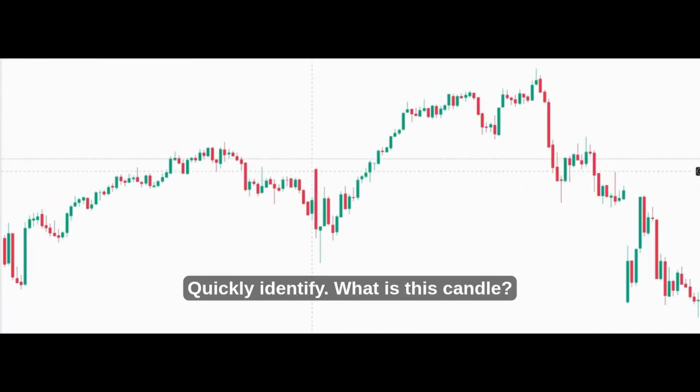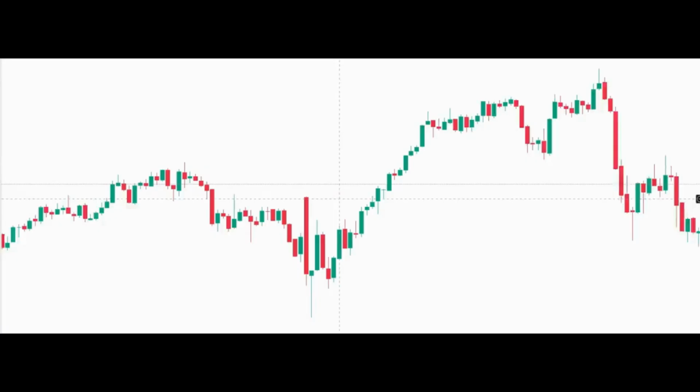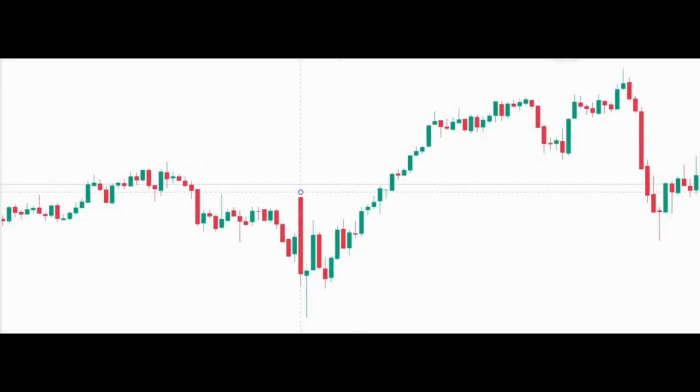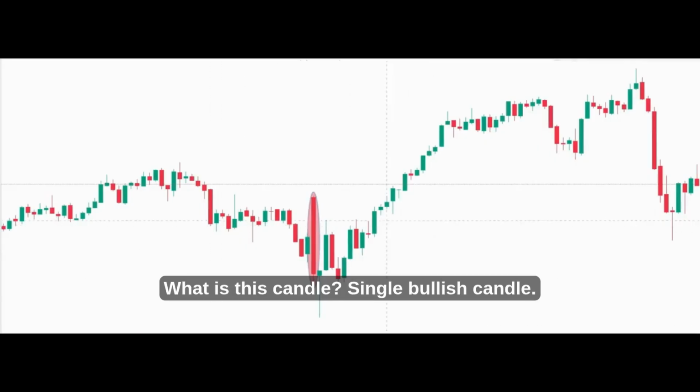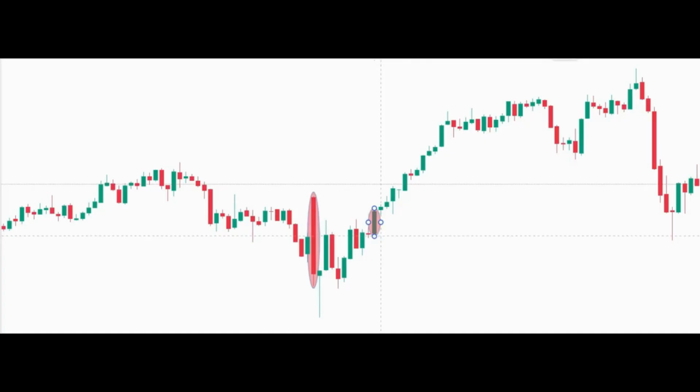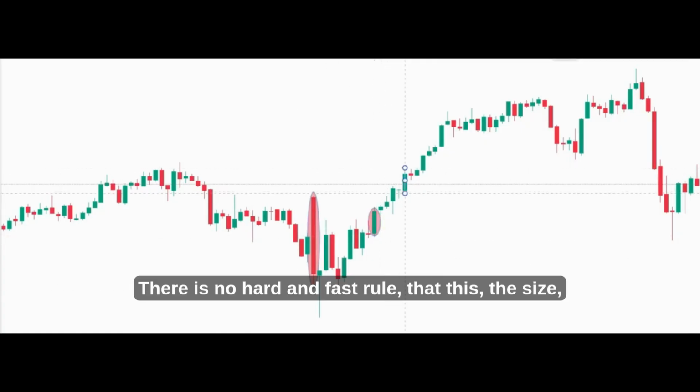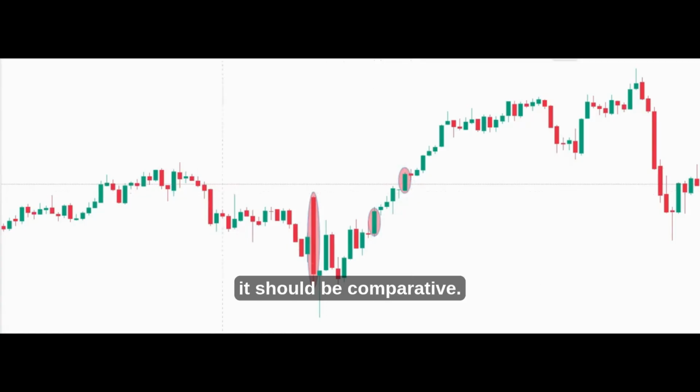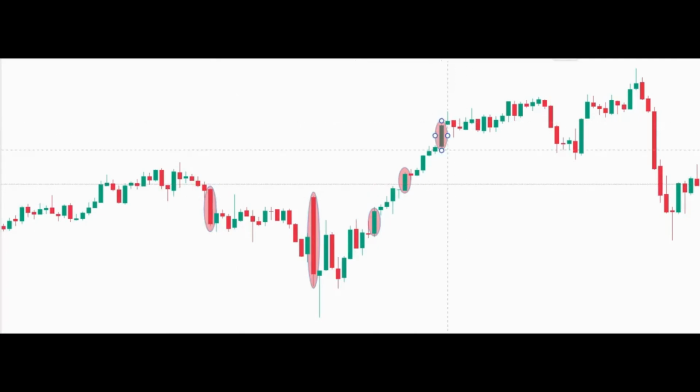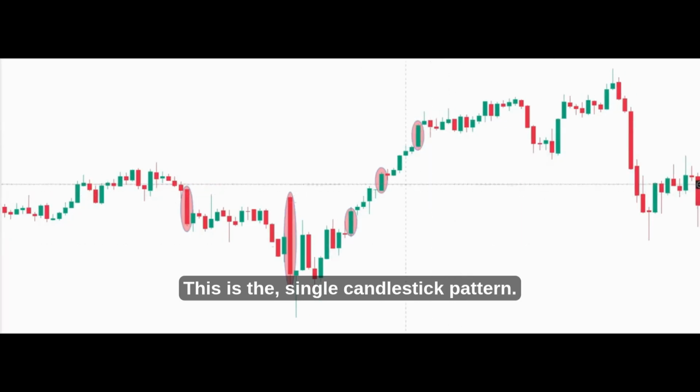Quickly identify. What is this candle? Single bearish candle. What is this candle? Single bullish candle. There is no hard and fast rule for the size. It should be comparative. By seeing experience, you will learn the things. This is a single bearish candle. The same way, a single bullish candle. These are the single candlestick patterns.